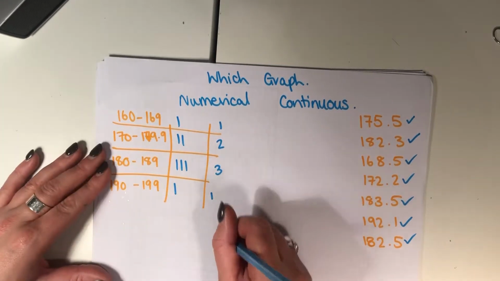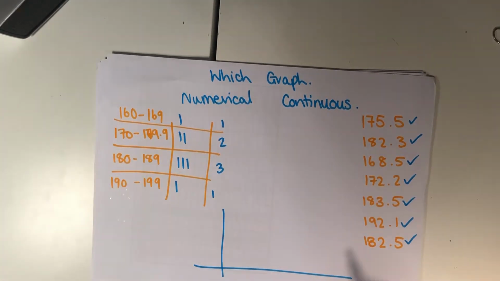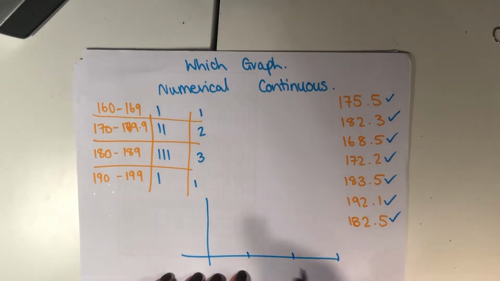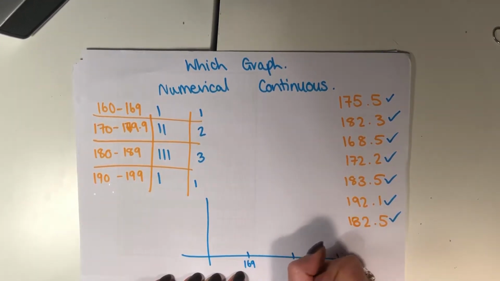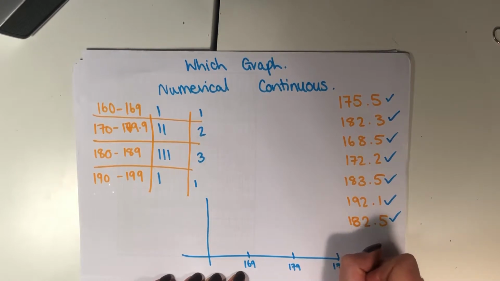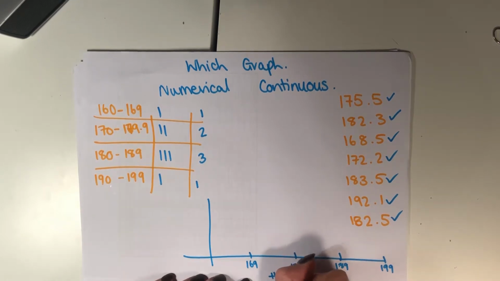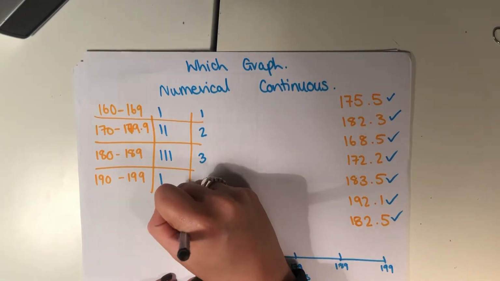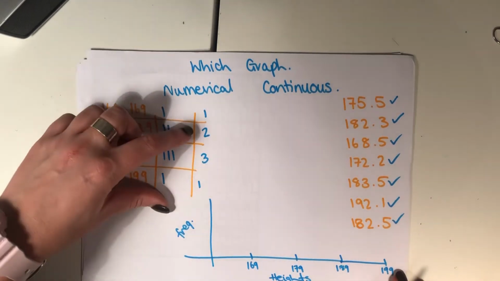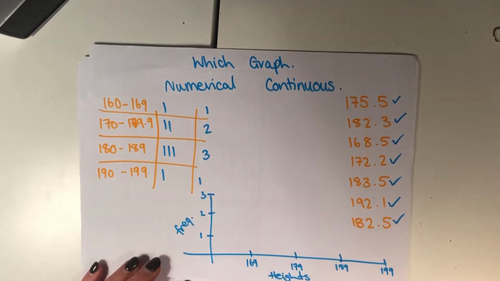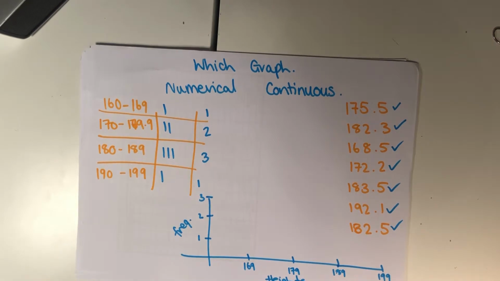From here, you will now set up your axes once again. On your x-axis, you will only have numbers, and these numbers are going to represent the biggest number in that bin. So this one's going to be 169, 179, 189, and the last one, 199. They are my heights, and this is going to be my frequency. I've got 1, 2, 3, and 1, so I need to make sure my frequency is high enough to go 3, 2, 1.